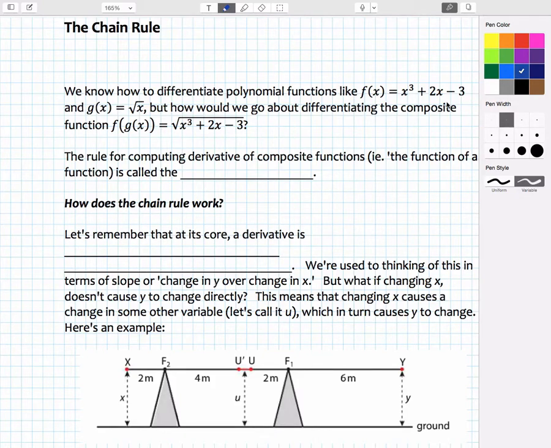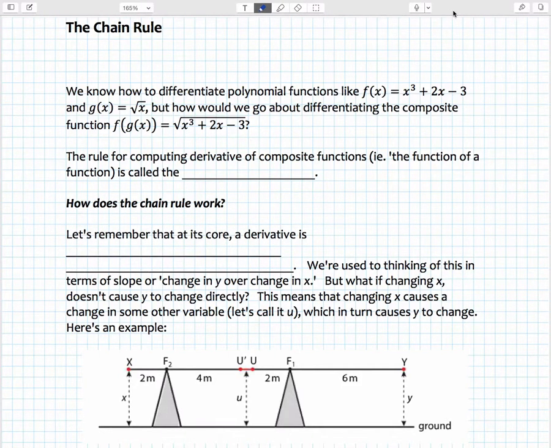But now we're going to really broadly expand your horizons in terms of the types of functions you can differentiate by using this rule. Now let's look at this function here. You definitely know how to differentiate this x cubed plus 2x minus 3. You could do it in a matter of seconds. And this other function here, g of x equals the square root of x, you can also do really quickly. You'd probably want to rewrite it as x to the 1/2 power and then apply the power rule. But you can do it quite easily.